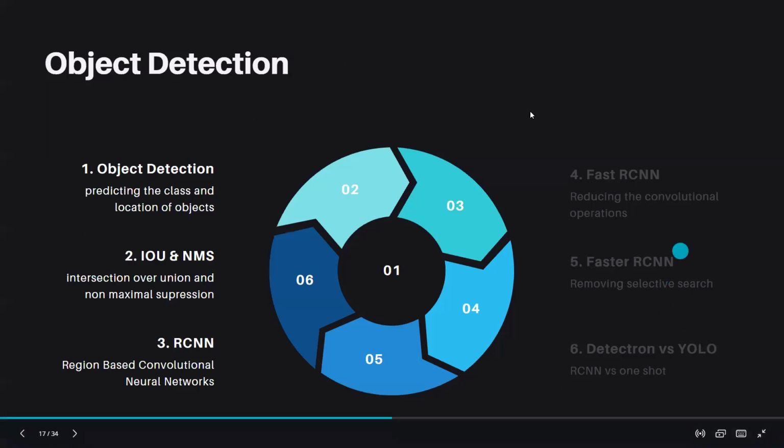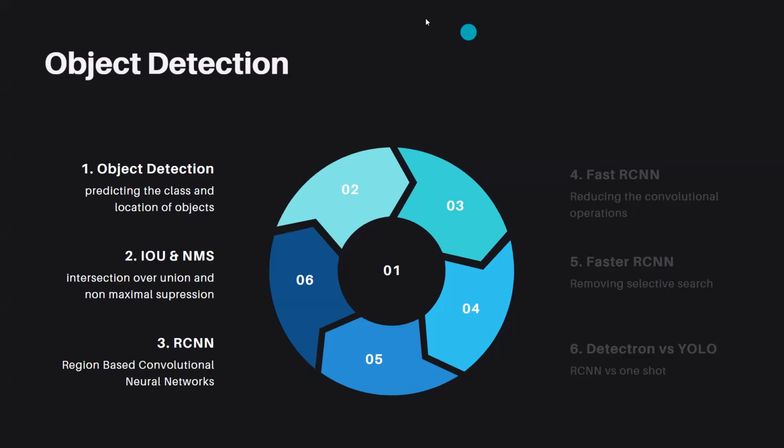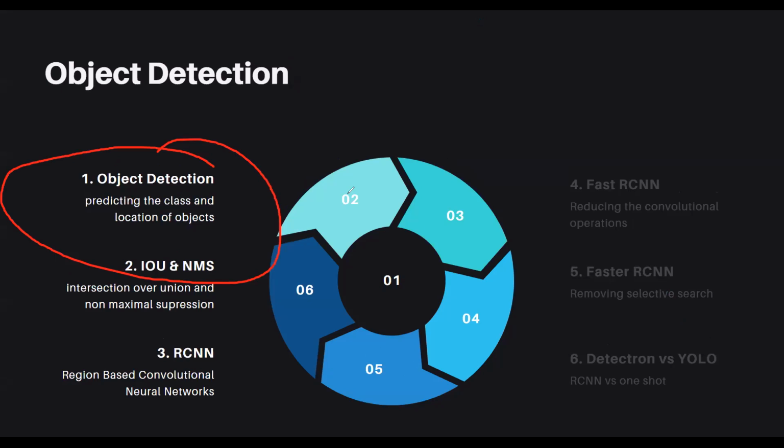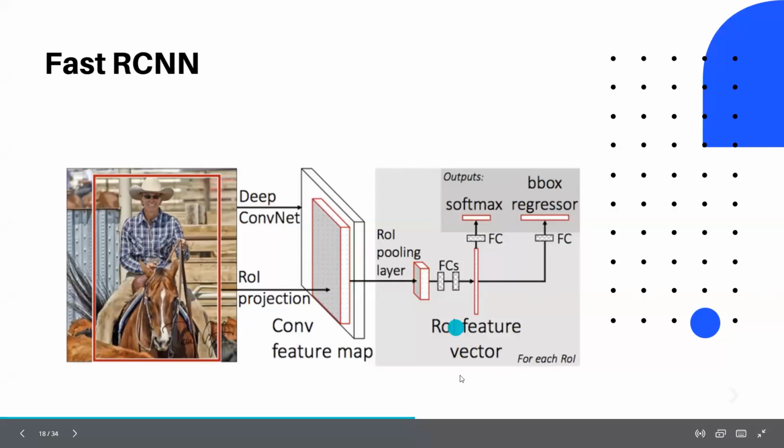So just like a small recap of what we have seen so far before we move forward. We have seen what object detection is, how it's related to image classification and regression. We spoke about intersection over union, we spoke about non-maximum suppression, and we spoke about RCNN, which is the first algorithm proposed for object detection using selective search. Now we try to find an idea that could speed up this calculation.